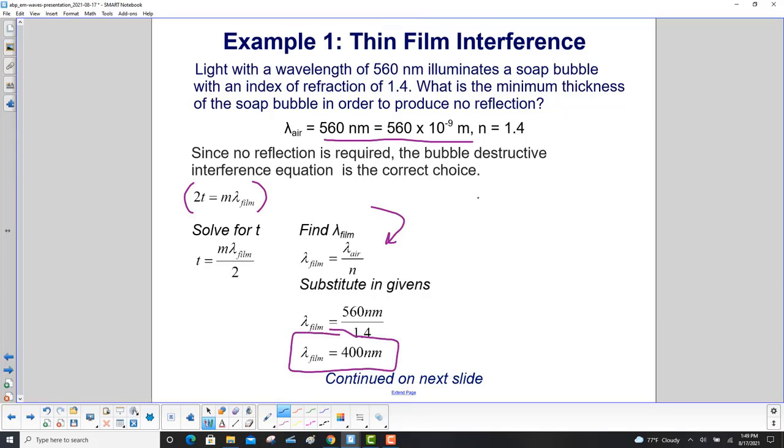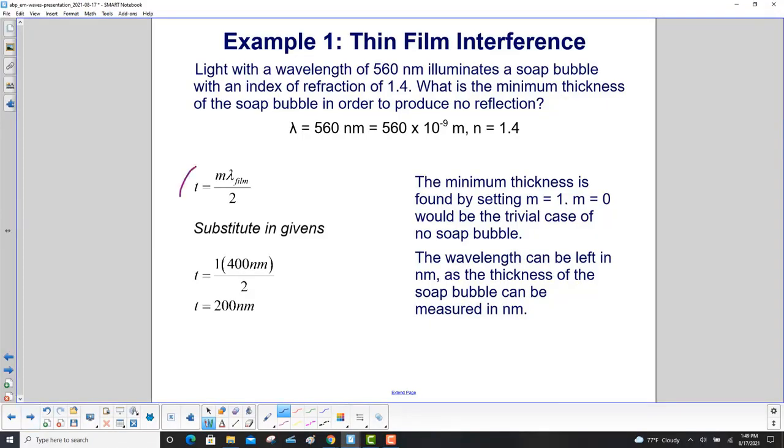Now sometimes you'll see this equation written like this. 2T is m lambda, where lambda is the air. And what has to be underneath that? Well, lambda film is lambda air over n. So you might see this equation, or 2nT equals m lambda. But here we're going to use the wavelength in the film. So we're using the proper equations there.